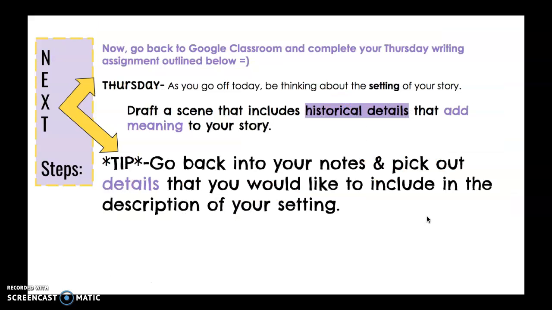Next steps. Now go back to Google Classroom and complete your Thursday writing assignment outlined below. As you go off today, be thinking about the setting of your story. Draft a scene that includes historical details that add meaning to your story. Here's a tip. Go back into your notes and pick out details that you would like to include in the description of your setting.